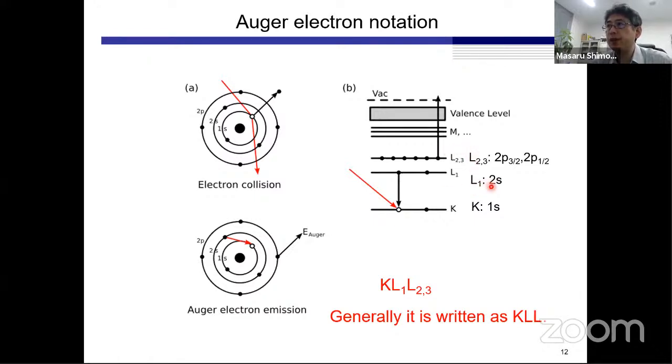So it is called L1. Both are L shells, but 2s is L1, and L2 and L3 are the 2p state levels. So we note the Auger electron as K, L1, L2,3. This is a precise notation of the Auger electron of this excitation process. But generally, we use just KLL, removing the numbers 1, 2, 3. KLL Auger, this is the usually used notation.